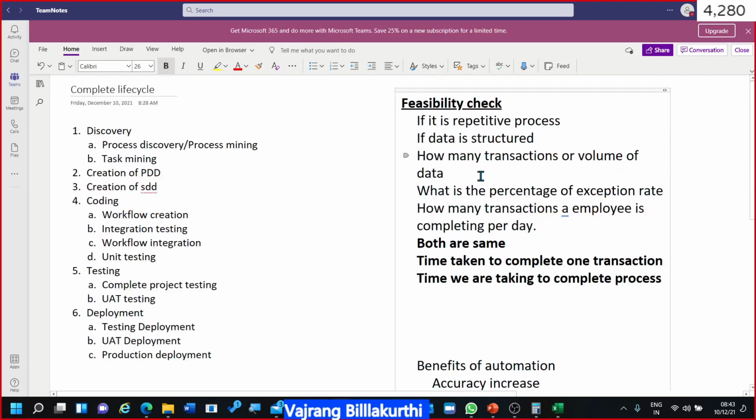Now, this feasibility check, everything will come under the discovery phase. We are not even bothered about how many bots we need to have, or what kind of trigger we have. All we are trying to think is whether this particular process needs to be automated or not. If we have all the checkpoints like these: if it is a repetitive process, if the data is structured, if the transaction volume is higher, the percentage of exception rate is lower, and if a bot is working and it is actually taking more time than an employee, then will it be easy for a person or for a bot to do it?